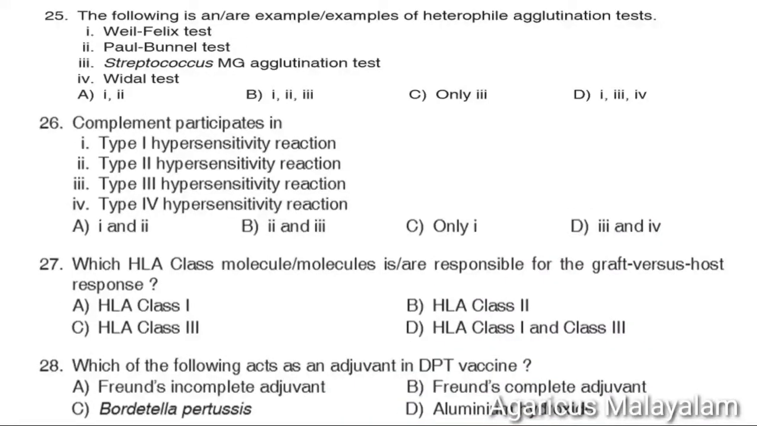25th question, the following is an example of heterophile agglutination test. Correct answer is option B. 26th question, complement participate in. Correct answer is option B. 27th question. Which HLA molecules are responsible for the graft versus host response? Correct answer is option B, HLA class 2.